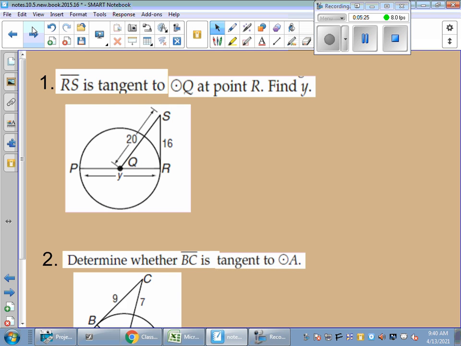All right, so taking a look at this one here, it says RS is tangent to that. So again, same concept, but they want this whole distance. That's your diameter. Well, we're going to make this an x and find the radius. So we're going to go x squared. So x squared plus 16 squared equals 20 squared. So again, plug in your values. 16 squared.